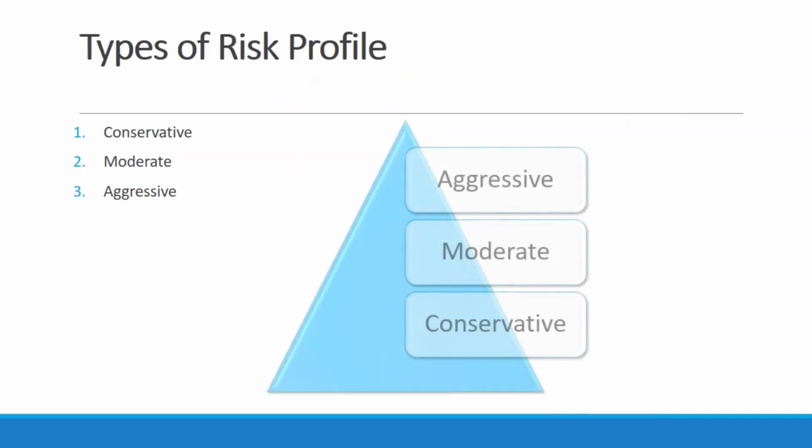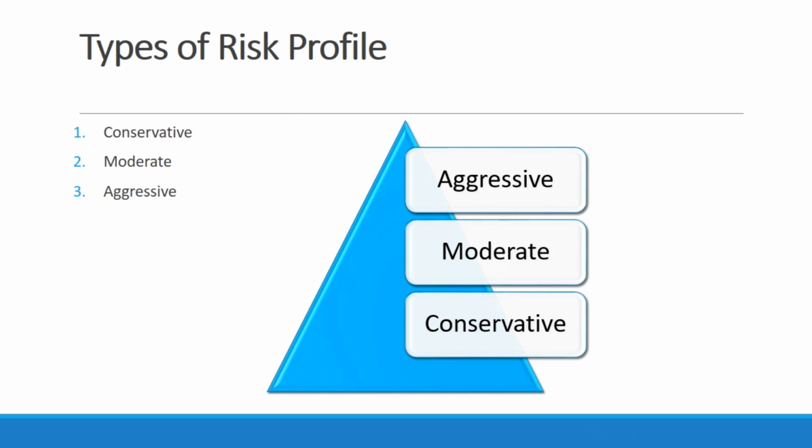Risk has three types of profile: number one, conservative; number two, moderate; and the third is aggressive. Now we will look at each profile in slight detail.